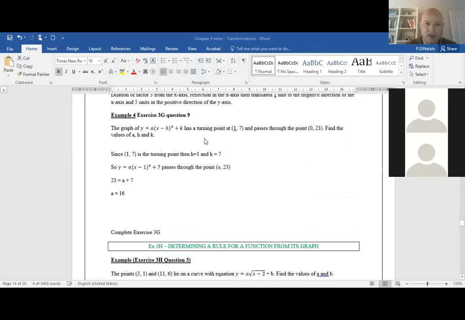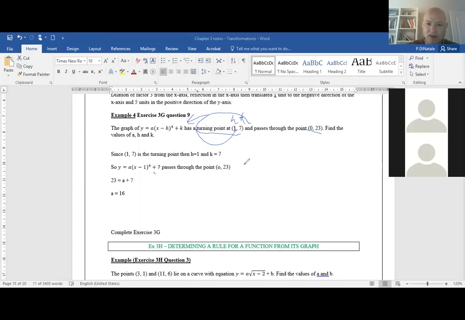Example 4. Again, as I said, this is question 9, so don't do this one. Maybe do the previous one, question 8. The graph of y equals a(x minus h) to the power of 4 plus k has a turning point at 1, 7 and passes through the point 0, 23. So we've got a turning point, and it passes through that point. Find the values of a, h and k. Well, we know this rule is in the turning point form. So already we know that h equals 1 and k equals 7. So I'm going to put them in here. So I get (x minus 1) to the power of 4 plus my 7.